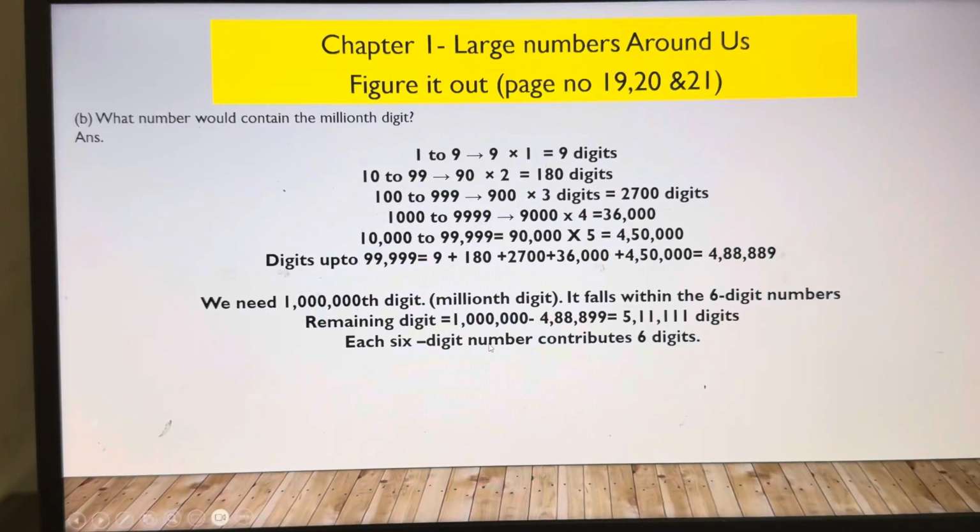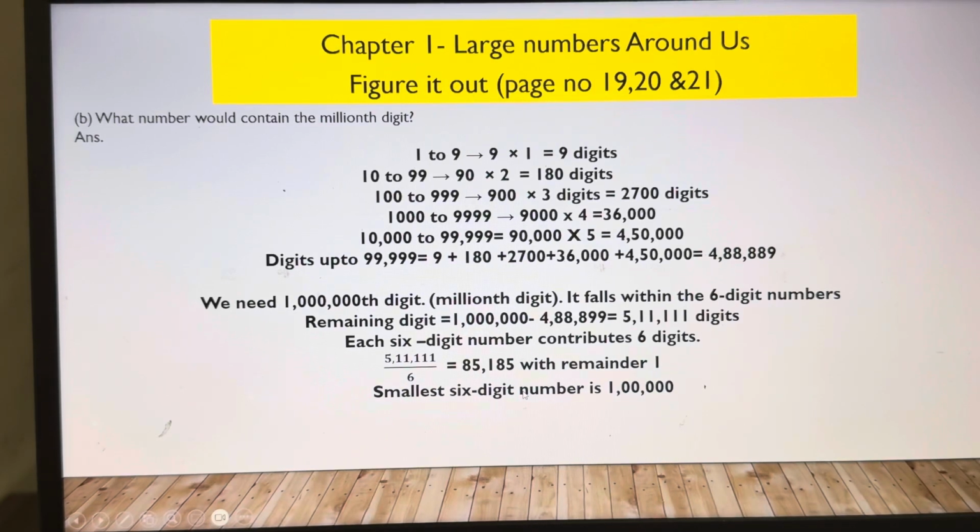Now each 6-digit number contributes 6 digits, so we divide this number by 6. You remember in the previous sum we divided by 3. Here we want 6 digits, so we divide it by 6. When we divide, we get 85,185 with remainder 1.